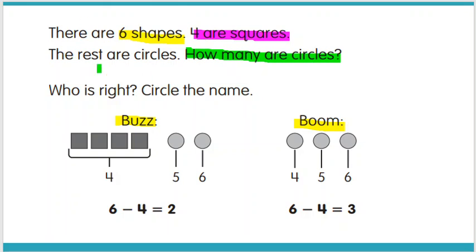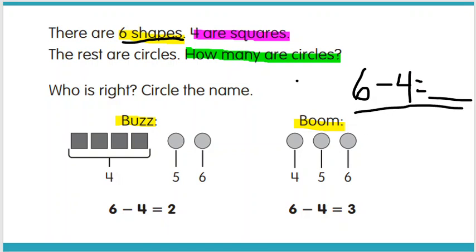All right, so there are 6 total shapes. So here's my problem. 6 shapes, 4 are squares, so 6 minus 4 seems to be a great way to do that. So let's go ahead and solve that to figure it out. So we know that whenever we're solving a subtraction problem like this, and we're using that count on strategy, we want to start with a smaller number.